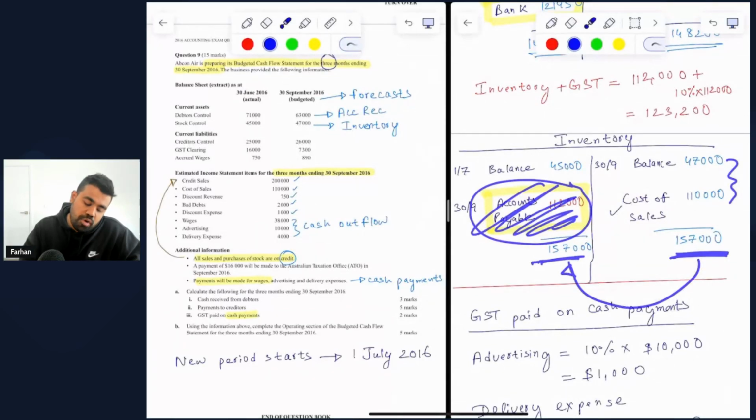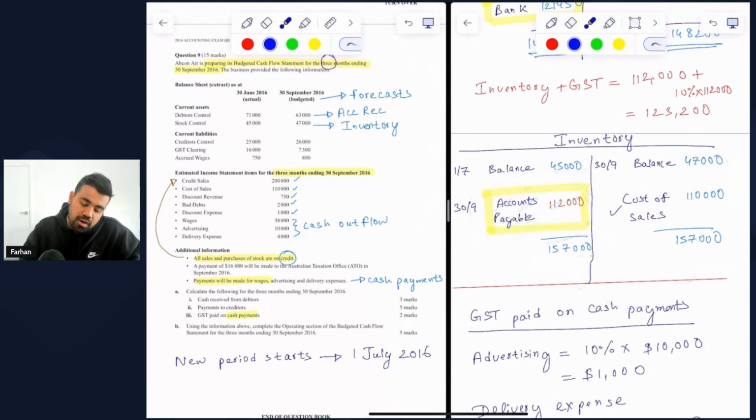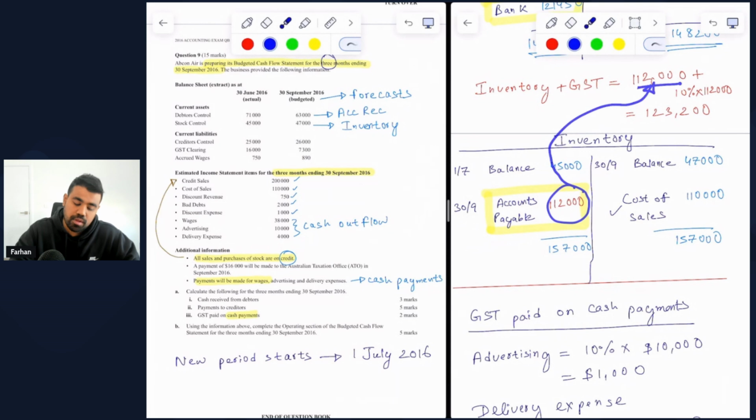And then you subtract 45,000, the opening balance. And what you get is 112,000, which refers to the purchases that you have made on credit. And that is why we have written here accounts payable, because the purchases have been made on credit. Now, I also need you to understand one more thing. This amount of 112,000 refers to the original value of inventory.